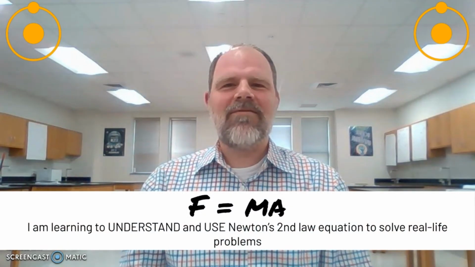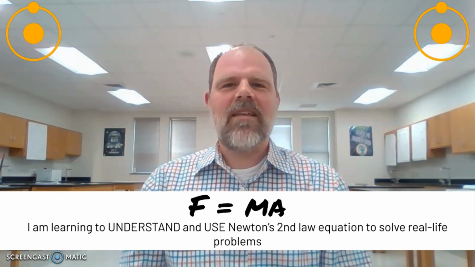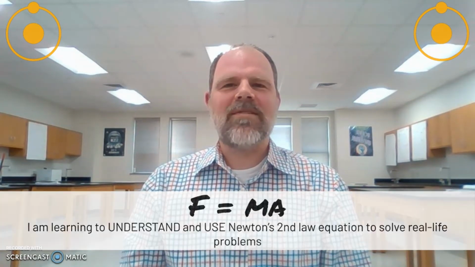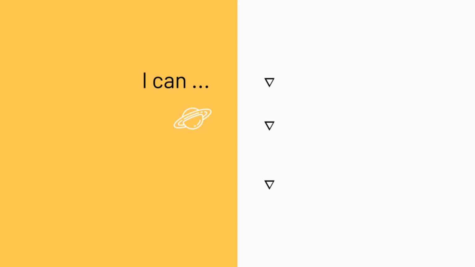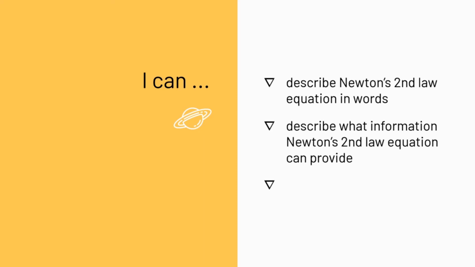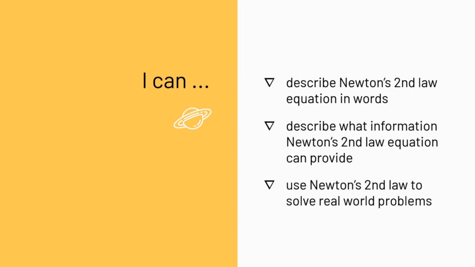This is the video lesson for F equals ma. The learning target for this lesson is, I am learning to understand and use Newton's second law equation to solve real-life problems. The success criteria for this lesson are, I can describe Newton's second law equation in words, I can describe what information Newton's second law equation can provide, and I can use Newton's second law to solve real-world problems.